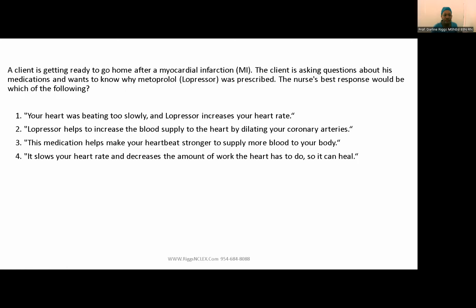Let's try this question. A client is getting ready to go home after a myocardial infarction. The client is asking questions about his medication and wants to know why metoprolol, Lopressor, was prescribed. The nurse's best response would be which of the following? Give you about 10 seconds to process this one. And you can send your answers within the classroom or the chat.